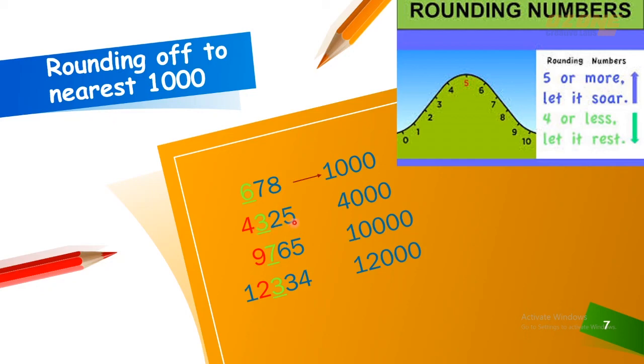Next, 4325 is given, so our place is 4, next door is 3 which is less than 5, so no need to do any change, so it will become 4000, 4 and 3 zeros.